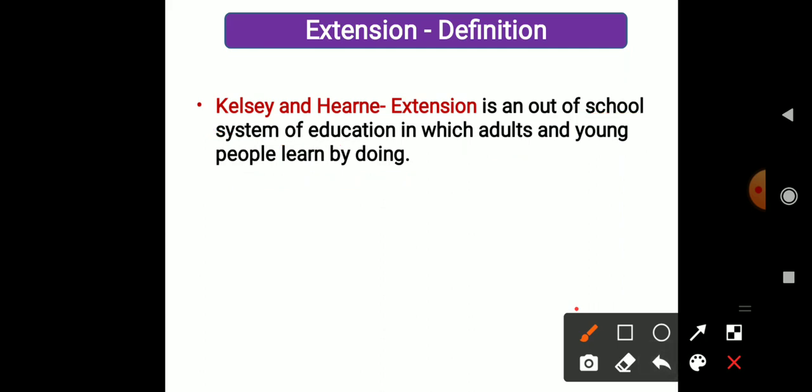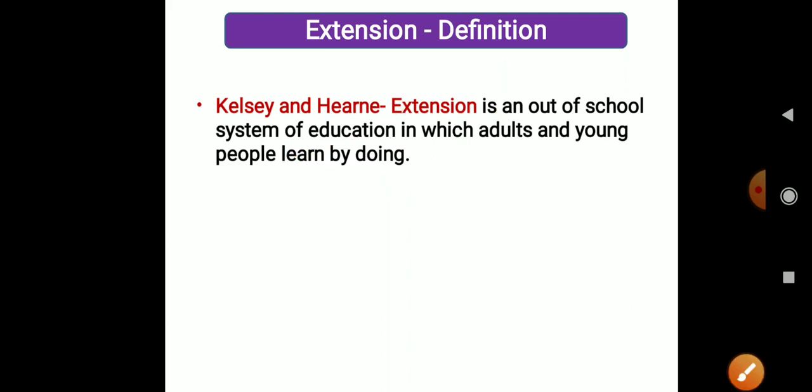So once again, extension is an out of school system of education in which adult and young people, the main thing, learn by doing. The farmers are going to learn by performing it, not just theoretically understanding. They are going to perform, they face the problem, and then they try to find out the solution of that particular problem. So that is extension.